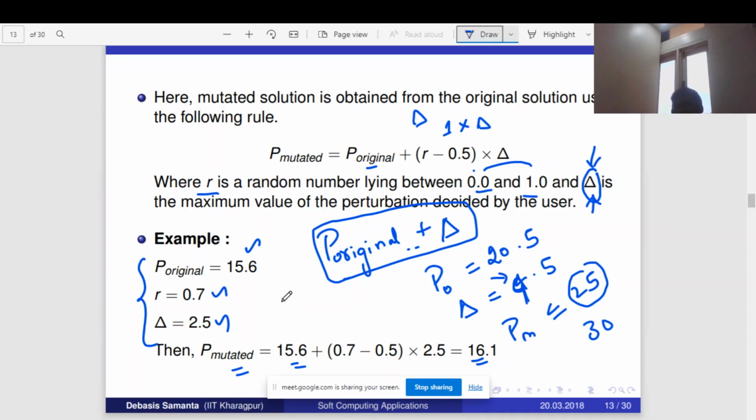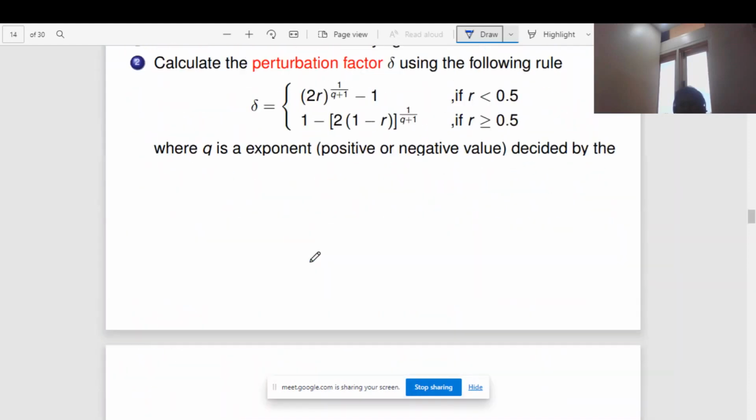17 point? Yeah, yeah, 15.6 plus 2.5. 16.5, 17.5, 18.1, right? 18.1. It won't exceed 18.1. Okay. So that is how it is done. Okay.